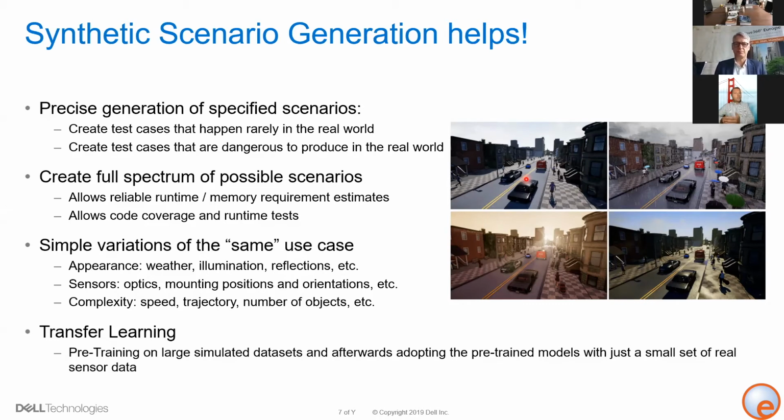Or you can use synthetic generations to create variations of the same use case. So you are driving at 120 kilometers per hour on a German highway, and now you want to have sunny conditions, then rainy conditions or icy conditions. And this is exactly a key area that a lot of companies are focused on right now, also to save costs, of course.